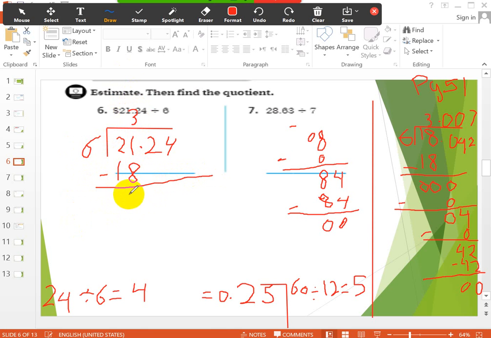1 minus 8, I can't. I have to borrow from the 2. It will be 1, and this will be 11. 11 minus 8 equals 3. And 1 minus 1 equals 0. Now I will continue. After that I have the decimal point. I will take the decimal point and put it in the quotient.